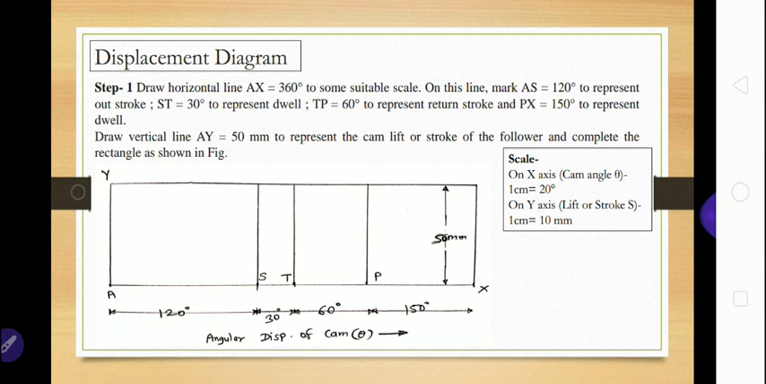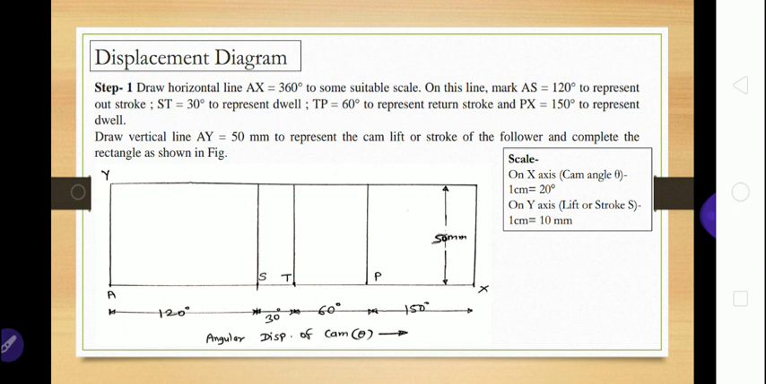So draw the horizontal line AX equal to 360 degrees with a suitable scale. Now we have taken on the x-axis 1 centimeter equal to 20 degrees. That means the AX line will become 18 centimeters. So the AX line we have drawn 18 centimeters first. On that line, mark AS distance equal to 120 degrees. With the help of the scale, that will become 6 centimeters.